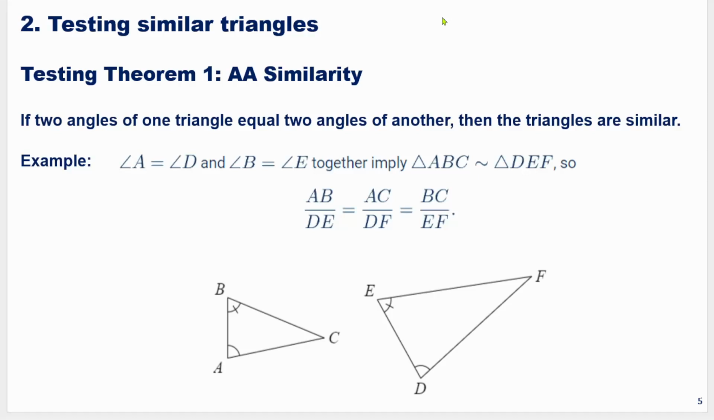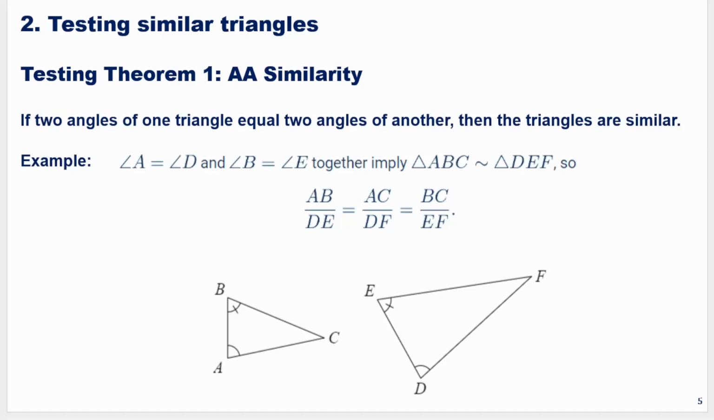For example, let's look at the diagram below. If angle A equals angle D, angle B equals angle E, then this implies triangle ABC is similar to triangle DEF. So corresponding sides are proportional. AB over DE equals AC over DF equals BC over EF. So this is called AA similarity. Very clear?